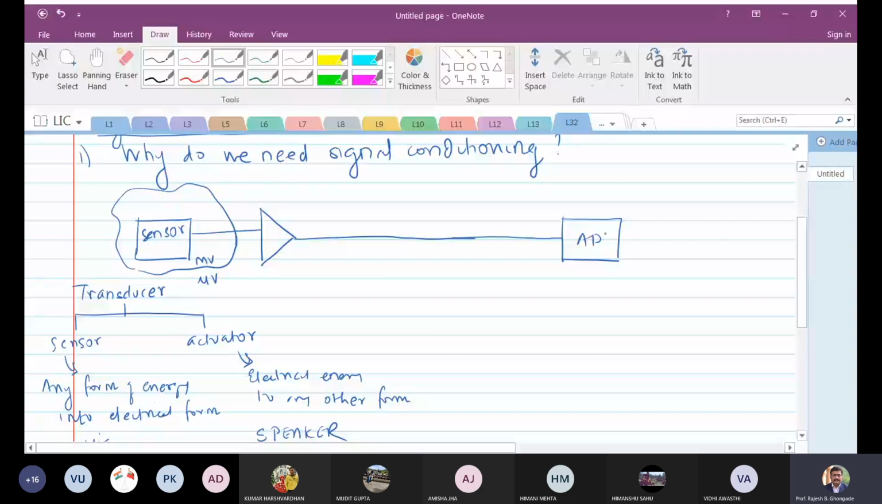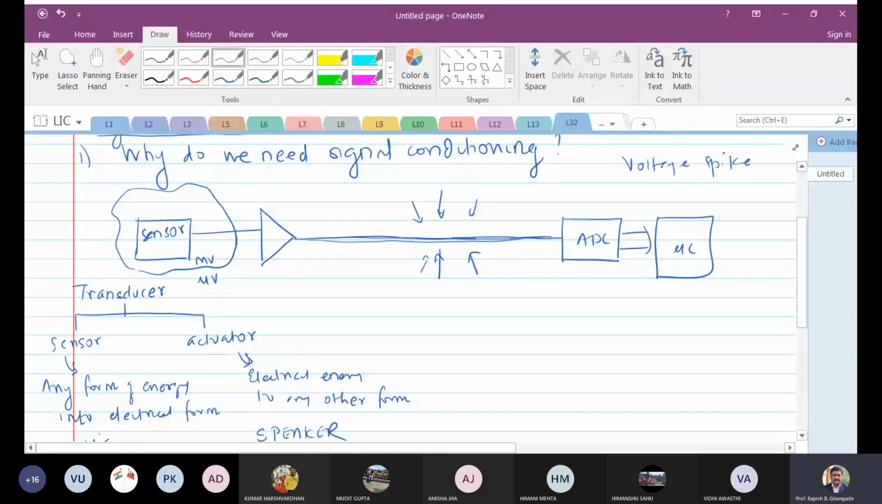Now, many times nowadays microcontrollers have built-in ADCs, but along this line, we have the noise which comes into the picture, and the noise is random. All of you know, almost always the noise will be in terms of some voltage or voltage spike. Are you able to understand that?